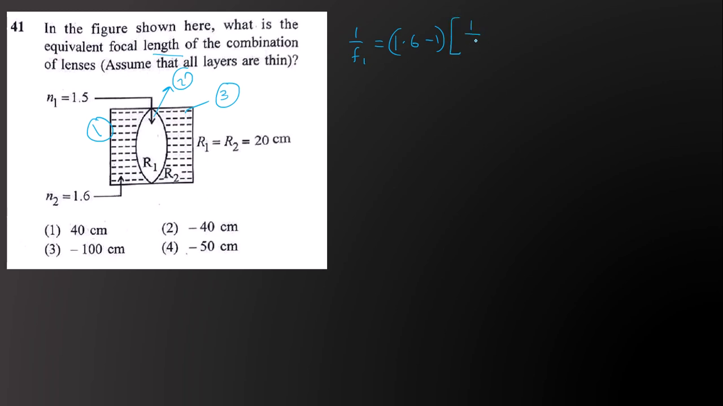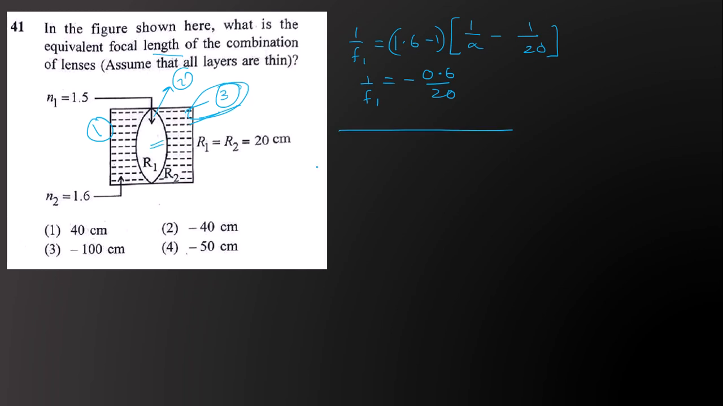This is equal to first surface, this will be equal to infinity. Second surface, it will be equal to 20. Thereby it will be equal to minus 0.6 divided by 20, 1 by f1. Therefore, for lens number 3, the focal length will also be the same. It will follow the same relation.